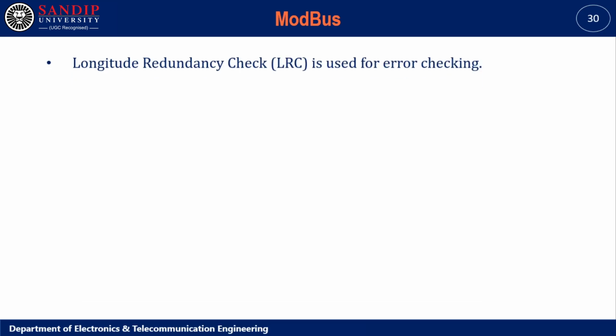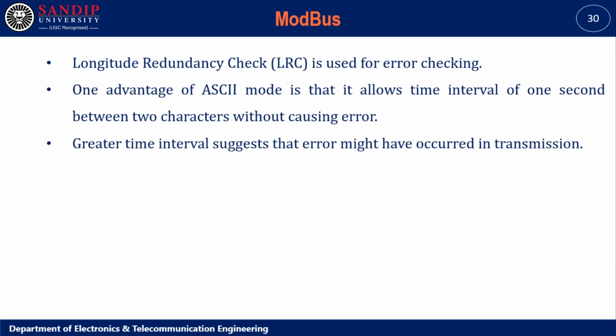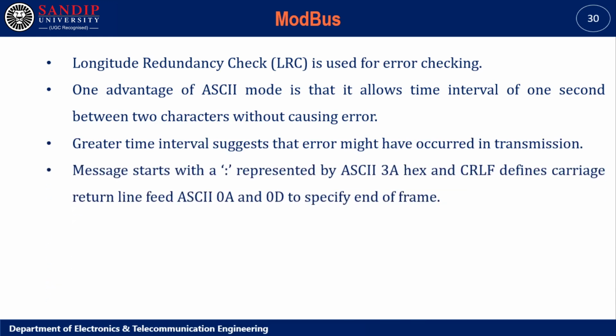Longitudinal redundancy check, that is LRC, is used for error checking. One advantage of ASCII code is that it allows a time interval of 1 second between two characters without causing an error. A later time interval suggests that an error might have occurred in transmission. A message starts with a colon, represented by ASCII 3A hex, and CRLF, carriage return line feed, ASCII 0D and 0A, specifies the end of the frame.